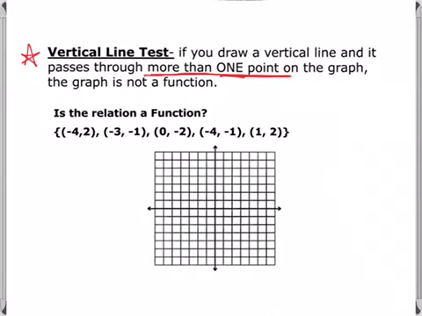So what they want us to do here is plot these points and see if this relation is a function. So we'll start plotting them on our grid. Negative 4, 2. Negative 3, 1. Negative 3, negative 1. Zero, negative 2. And negative 4, negative 1. And then 1, 2.